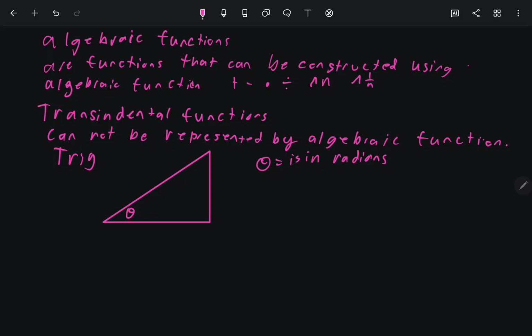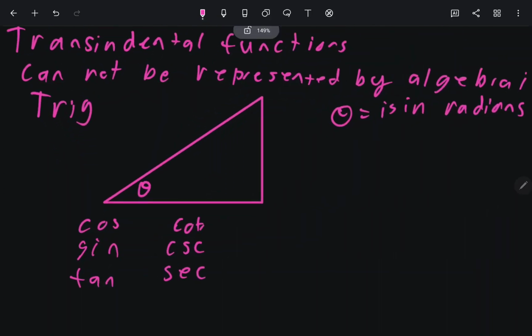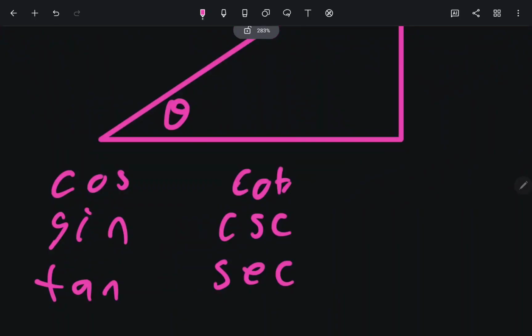So all the trig functions that we have are going to be cosine, sine, tangent, cotangent, cosecant, and then secant. And I'm going to zoom in just a tad here, and you'll see why. The domain of each of these, cosine is all real numbers. Sine is all real numbers.